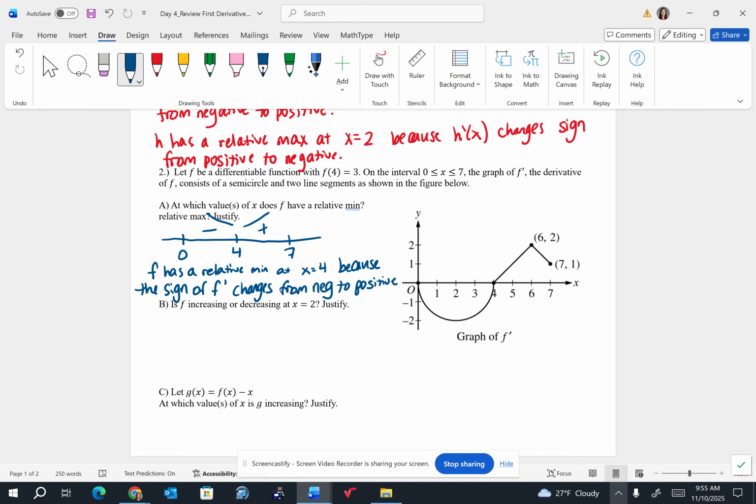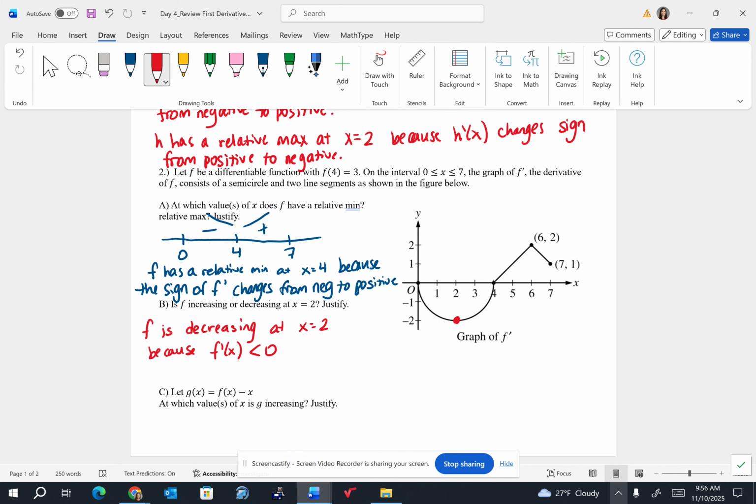All right, part B, is f increasing or decreasing at x equals 2? So let's see what's happening at x equals 2. Well, the graph of the derivative is negative at x equals 2, so we've learned that when the derivative is negative, that means the original function must be decreasing. So we can say f is decreasing at x equals 2. Here's our justification again, because the derivative is negative.